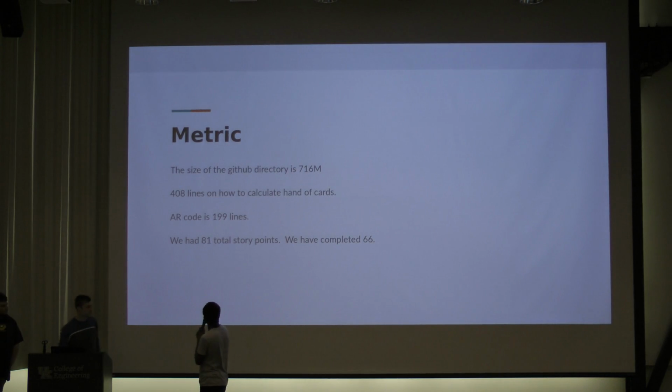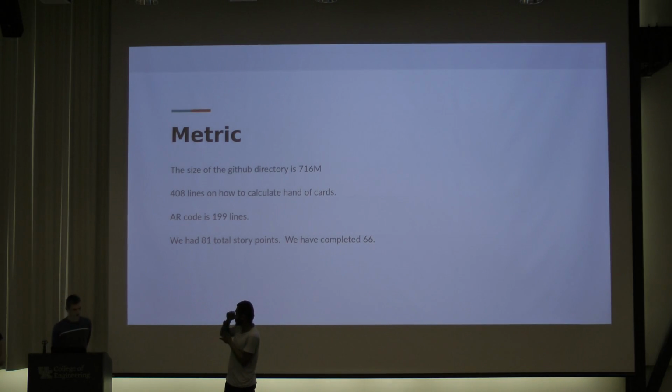The size of our GitHub directory is about 700 megabytes. We had 400 lines of code to tell which hand we have once we recognize each single card. The AR code wasn't that big, but there were a lot of dependencies, and the dependencies were much of the code, but the actual code we wrote was 200 lines of code.